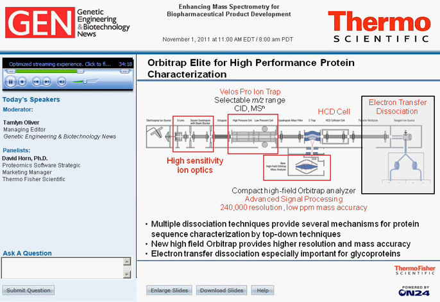Also, second but not least is the new compact high-field Orbitrap analyzer, and I already mentioned this. It has 240,000 max resolution, very low ppm mass accuracy, and this new Orbitrap is unique for the Orbitrap Elite.